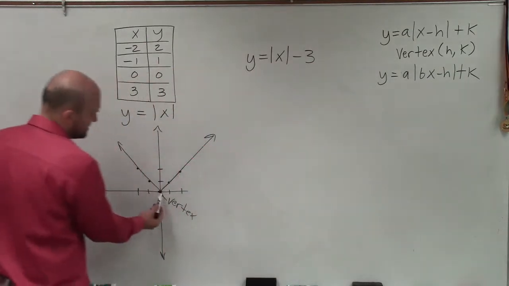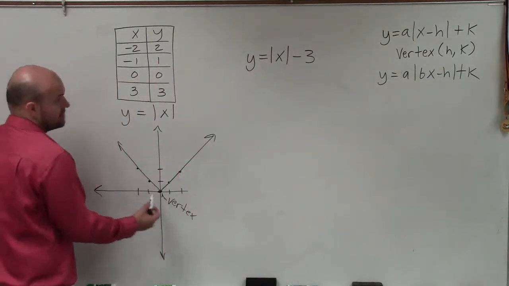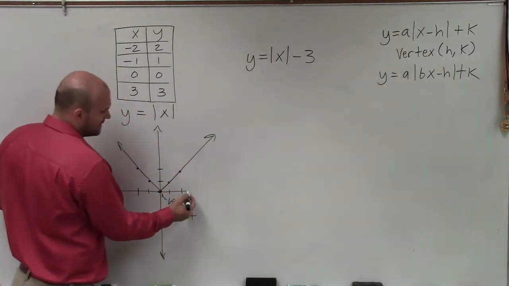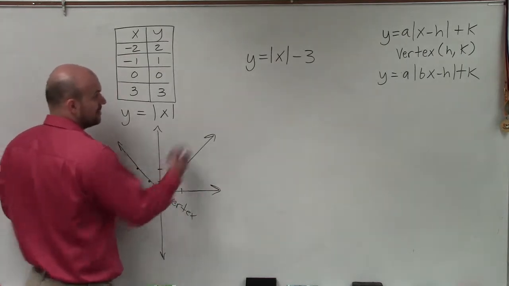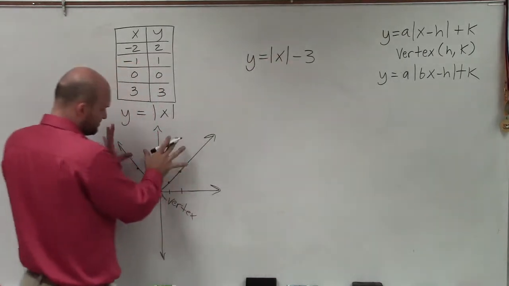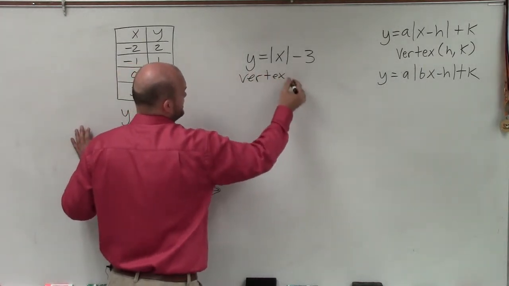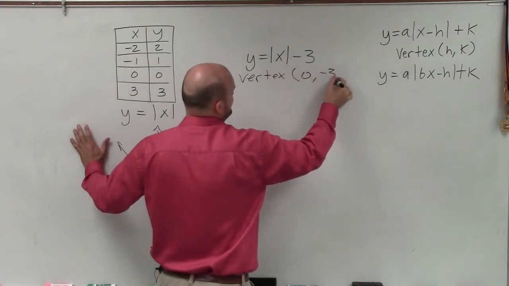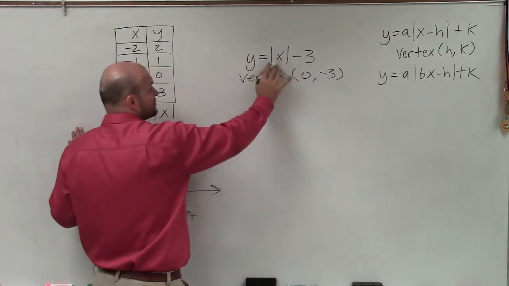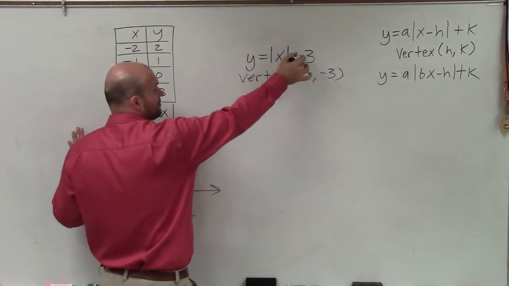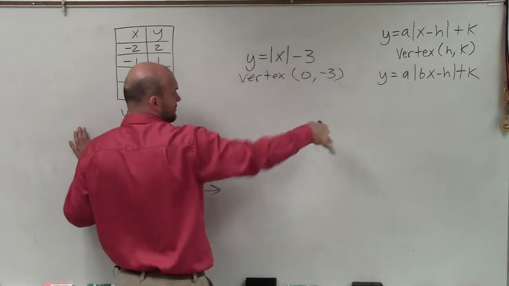Well, remember, the vertex is where the graph is going to change. So left or right, the graph has not changed. But now my whole graph has been shifted down 3 units. So I always like to write in what the new vertex is going to be, which is now, in this case, 0, negative 3. I'm not adding or subtracting inside the absolute value, but I am subtracting a 3, so I'm going to go down 3.